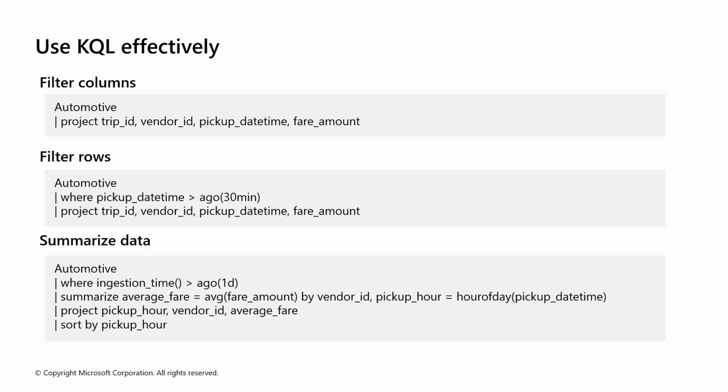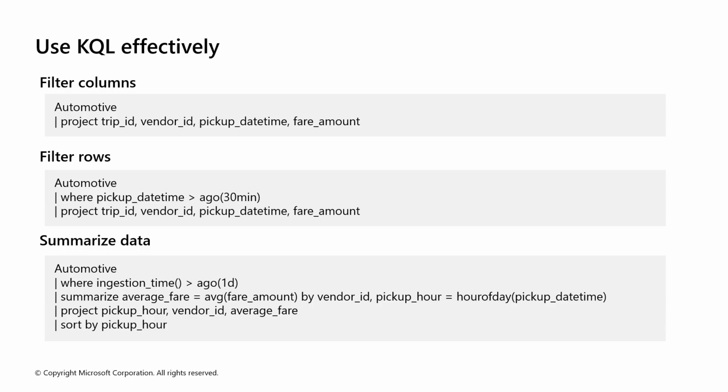KQL databases in Eventhouses are optimized for large volumes of real-time data. To get the best results, there are some good practices you should bear in mind. Tables based on streams of real-time data can become large. Minimizing the data returned by a query can help optimize performance and prevent errors due to exceeded data limits. You should consider filtering columns using the project keyword to retrieve only the columns you need. For example, the following query returns only four columns of data: trip ID, vendor ID, pickup date time, and fare amount.